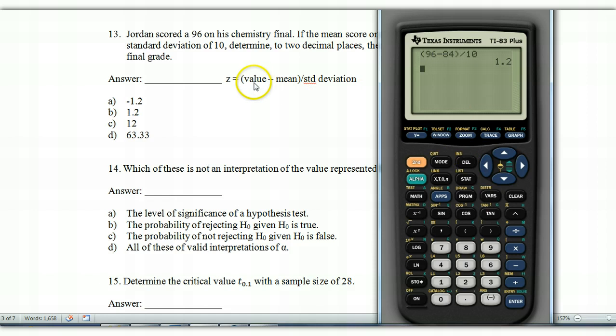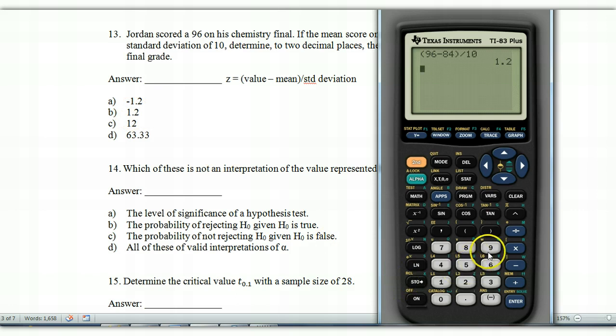Now you have to make sure that you remember value goes first. We always subtract the mean from the value. If you did it the other way around, if you took the mean first and then you subtracted the value, then you're going to get the opposite. So make sure that you don't make that mistake. It's the value minus the mean divided by the standard deviation. So we get positive 1.2.